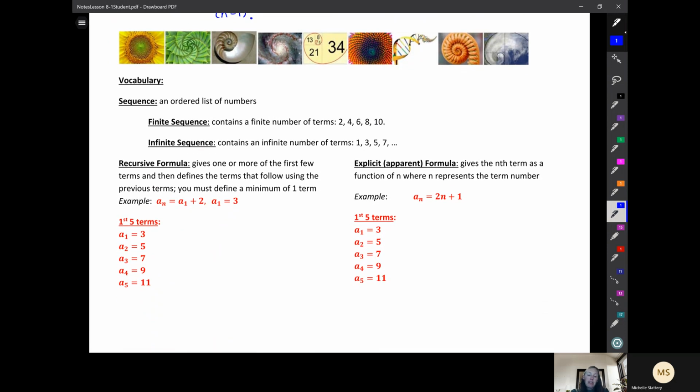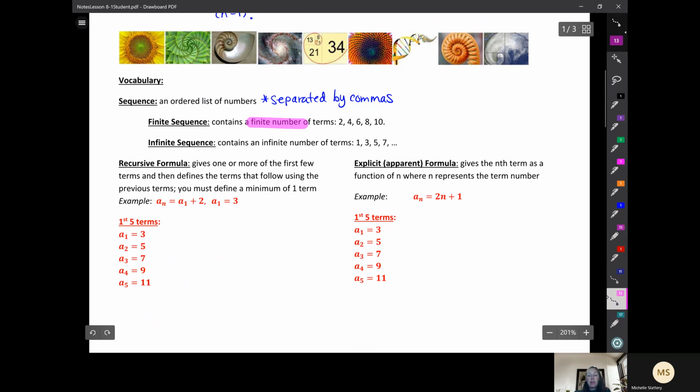So the vocabulary that we have here, first of all, a sequence. A sequence is simply just an ordered list of numbers. Okay, so it's just a list. It's separated by commas. So really important there. And then we have two different types of sequences. We have finite and then we have infinite. So a finite sequence means that it ends. It contains a finite number of terms. So here we have 1, 2, 3, 4, 5 terms. Okay, so a total of 5 terms.